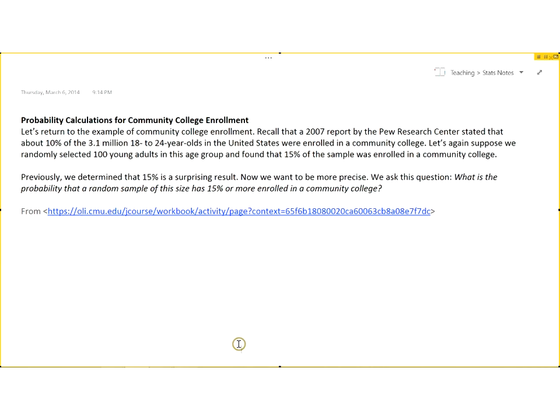So it says, let's return to the example of community college enrollment. Recall that a 2007 report by the Pew Research Center stated that 10% of 3.1 million 18 to 24-year-olds in the United States were enrolled in a community college. Let's again suppose we randomly select 100 young adults in this age group and found that 15% of the sample was enrolled in a community college. Previously, we determined that 15% was a surprising result. Now we want to be more precise. We ask this question, what is the probability that a random sample of this size has 15% or more enrolled in a community college? Well, the first question is, can we even use the normal distribution?